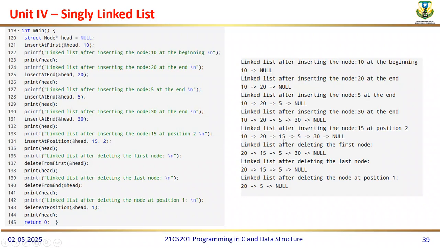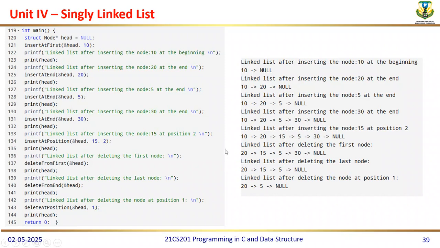After the function is executed properly, after 20, node 15 is linked. So the first node, the head, 20, is retained. Before 5, I told you 15 was to be added, and 15 is added. Then after that 5 is coming, then 30 and so on. So a node is successfully inserted based on our required position.